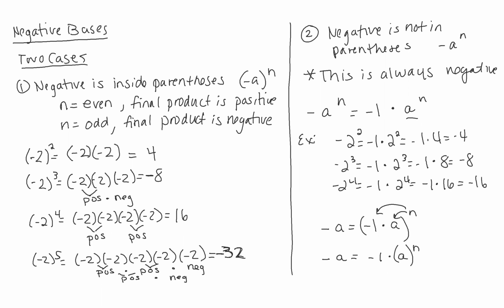So in the second case, it doesn't matter what the exponent is. It doesn't matter if the exponent's even or odd. It's this idea right here that I've circled in red. Negative a to the n without parentheses, the negative and the a really separate into -1 times a to the n. A to the n is always positive. Then you take that positive a to the n, you multiply it by -1, and your product is always negative.